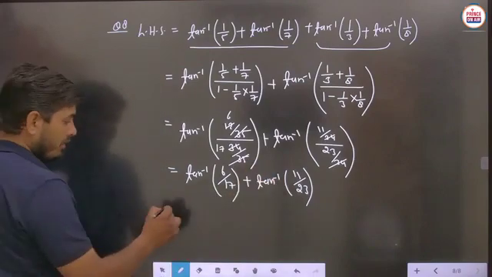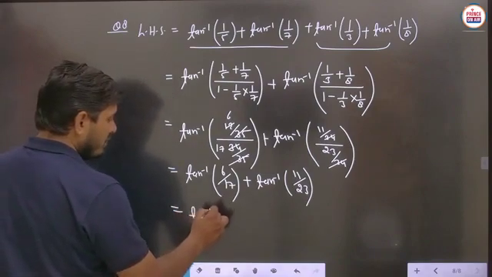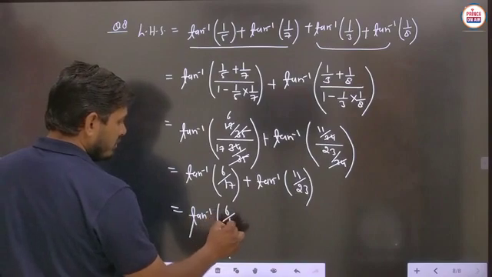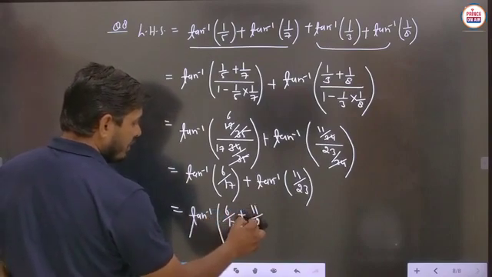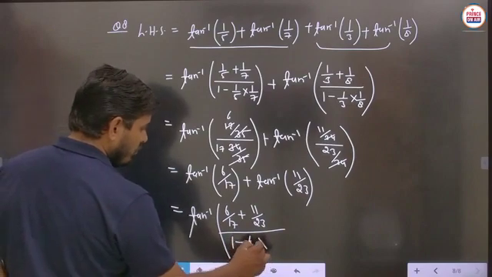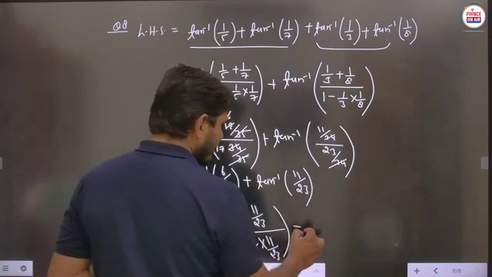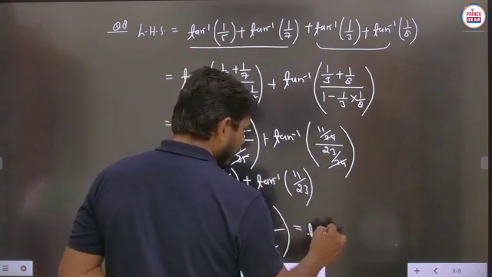Now again we have to use the formula of tan inverse x plus tan inverse y. So tan inverse of x plus y, 6 by 17 plus 11 by 23, divided by 1 minus 6 by 17 into 11 by 23. Now you can take the LCM. The LCM is to be found the same in both the cases.